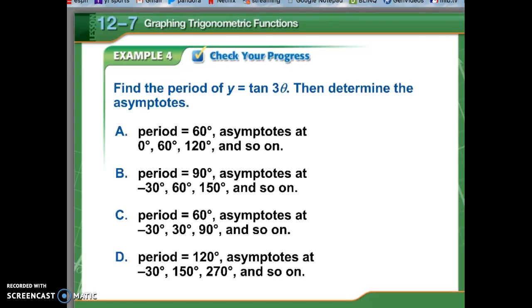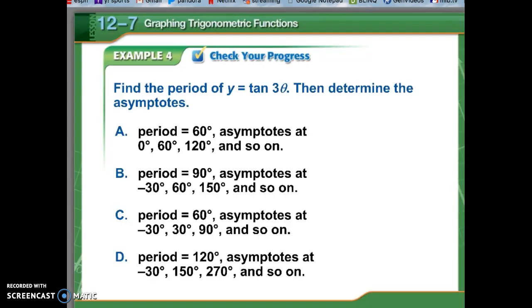Okay, here's a problem to check your progress for example 4. We need to find the period of y equals tangent 3 theta, and then determine the asymptotes. So go ahead and pause the video, work out the problem similar to how we did in example 4, and then advance to the next slide when you have your answer. Okay, the answer at this time is that the period is going to be 60 degrees, sorry, and the asymptotes are going to be at negative 30, positive 30, 90, and so on every 60 degrees.